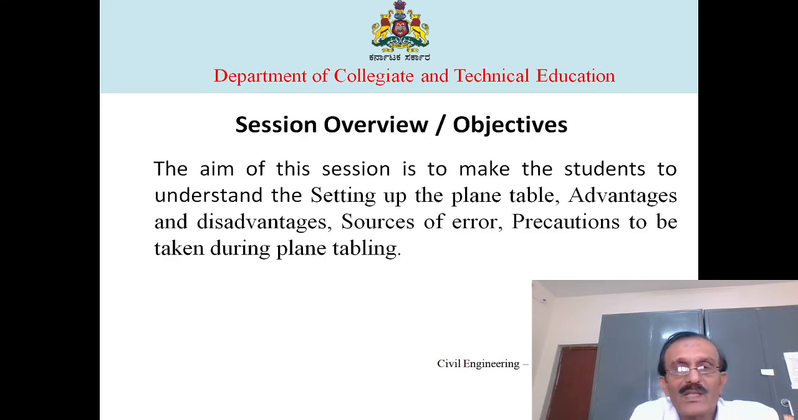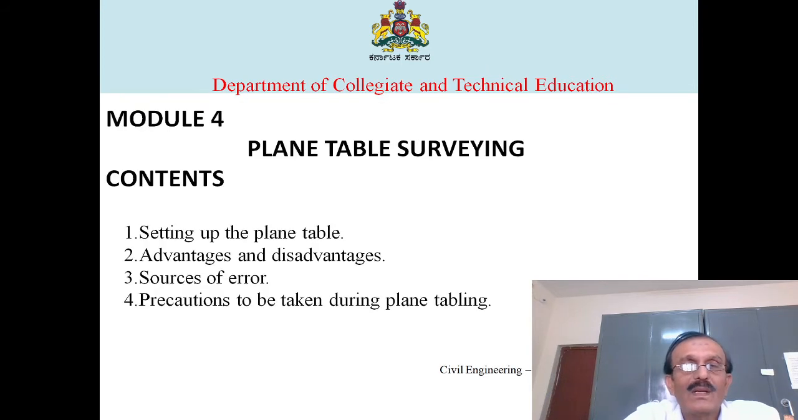The main aim of this session is to make the students understand the setting up of the plane table, advantages and disadvantages of using the plane table, the sources of error which will be encountered during the observation, and precautions that are to be taken during plane tabling. So the presentation is presented in the following 4 sections: setting up of the plane table, advantages and disadvantages, the sources of error, and precautions that are to be taken during the plane tabling.